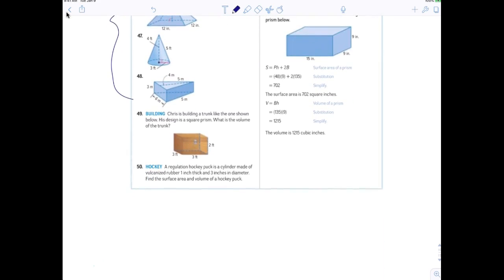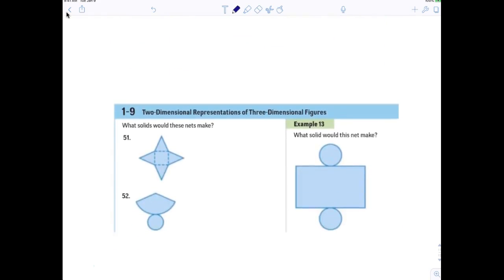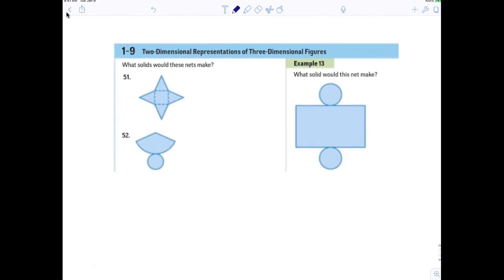So I want to jump down here to section 1.9. So 1.9, that net would look like a what? And 52 is kind of hard. Cylinder. Definitely not a cylinder. Cone. Good job. Cylinder or cone.